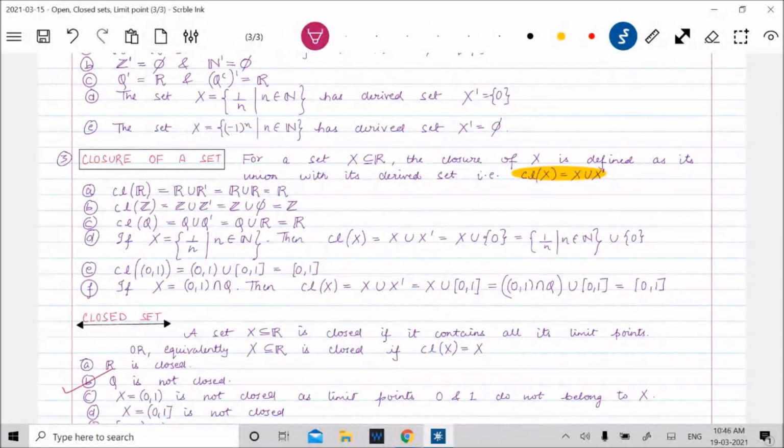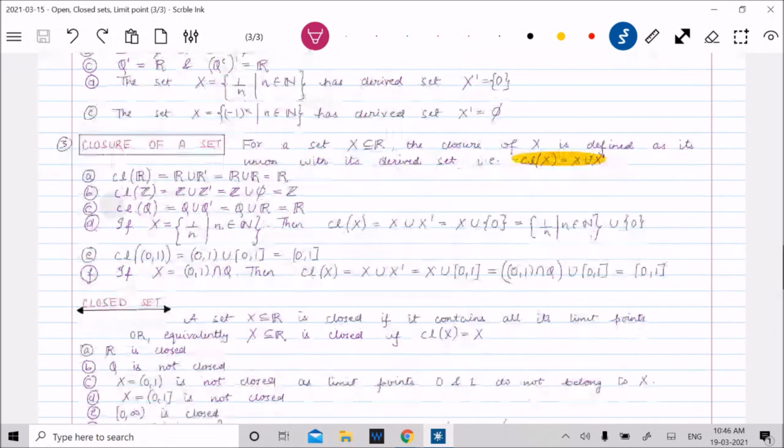Similarly, Q is not closed. Why is Q not closed? One way to see this is reasoning number C: if you find the closure of Q, that will not be equal to Q, rather that will be bigger than Q. It means that some of the limit points of Q were actually falling outside Q, right? And of course it's true, because irrational numbers are the limit points of set Q and they do not lie inside Q. So that's why Q cannot be closed.